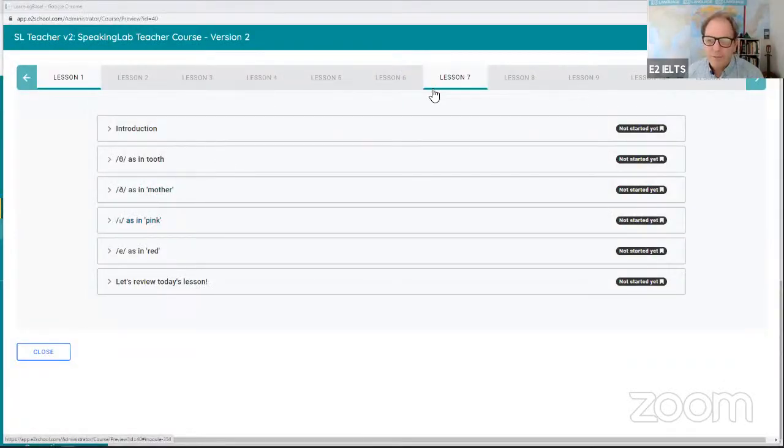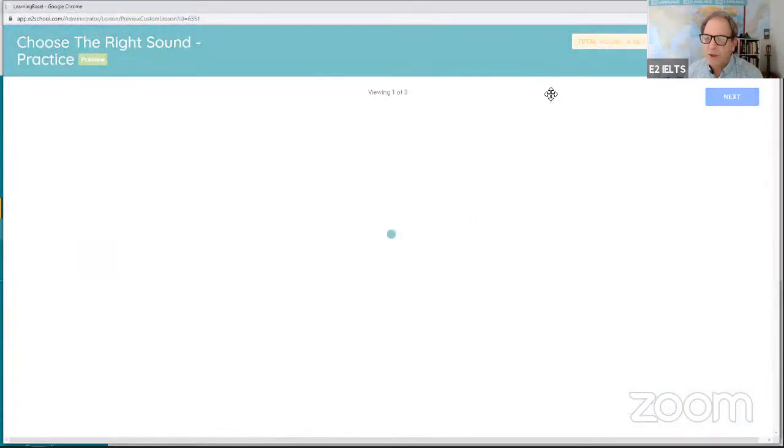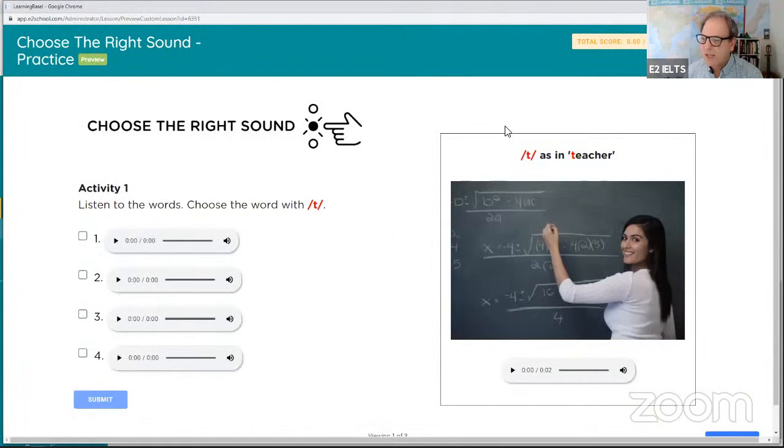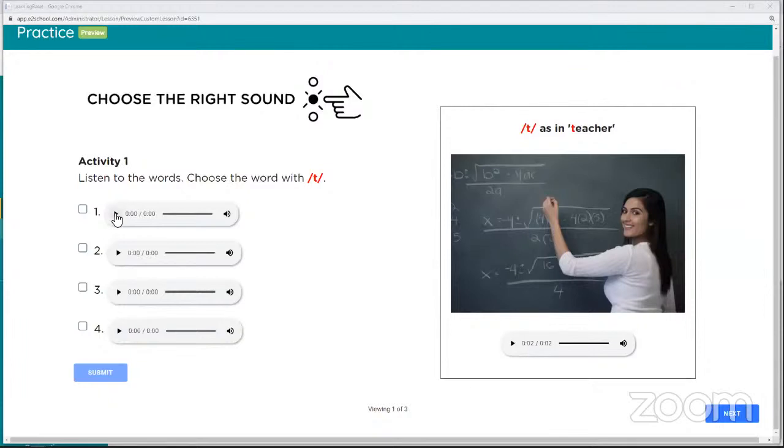Yep. Okay. So we're up to lesson 7. T as in tie. So we're going to choose the right sound. Now, remember we spoke about 2 parts for pronunciation learning: awareness and production. This part is awareness, hearing the sound and identifying it. Good one. All right. So the sound is T. Which word, word 1, word 2, word 3, or word 4 contains the T sound? Okay. I'm going to play each one twice. Write the number in the chat box.